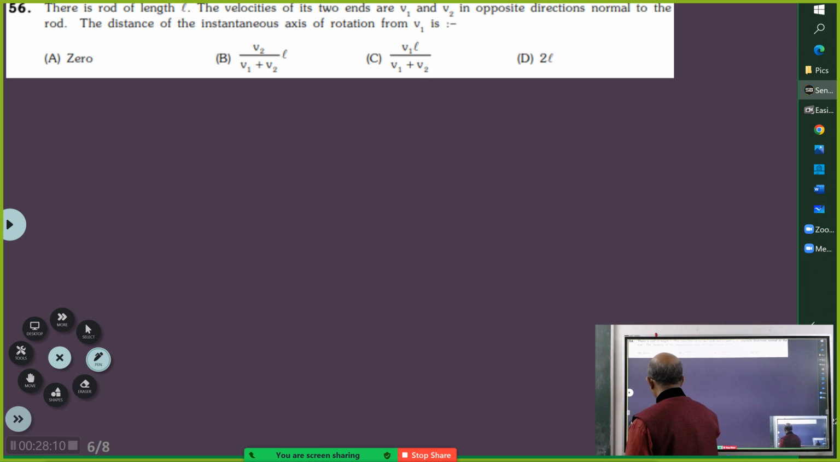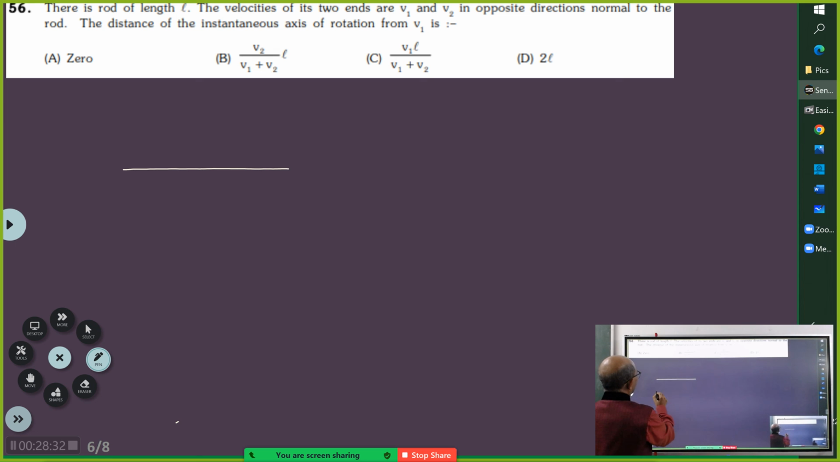Okay, please solve this problem quickly. There is a rod of length L, the velocities at the two ends are so and so. What is the distance of the instantaneous axis? This should not take more than 5 seconds to answer. Come on. So first draw the rod. The length of the rod, they have told, is L. And the velocities at the two ends are V1 and V2. They are asking the distance of the instantaneous axis. What is instantaneous axis of rotation?